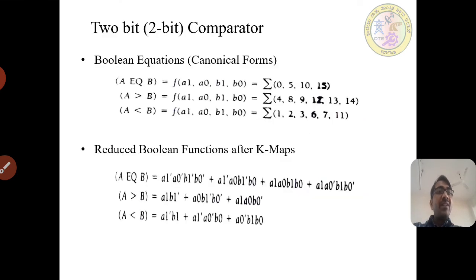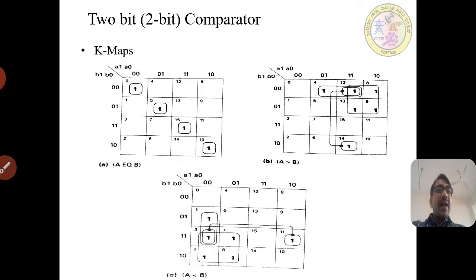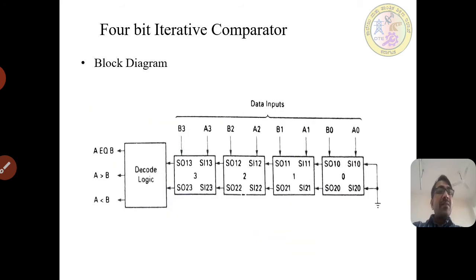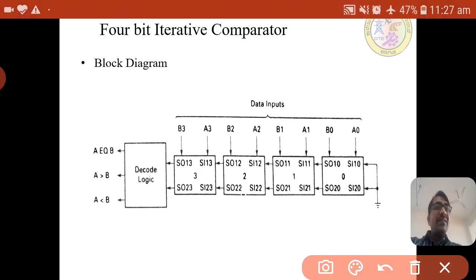So after seeing the 2-bit comparator and the 1-bit comparator, let us move on to the 4-bit iterative comparator. So what do you mean by iterative here? This is a 4-bit comparator only; the one term we call iterative. So what is iterative here?